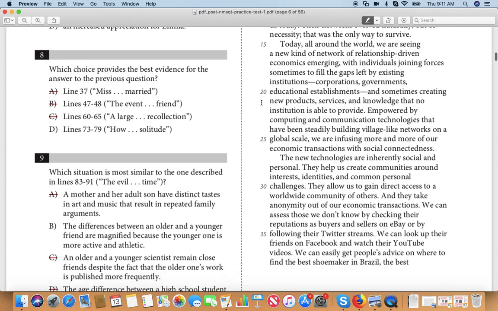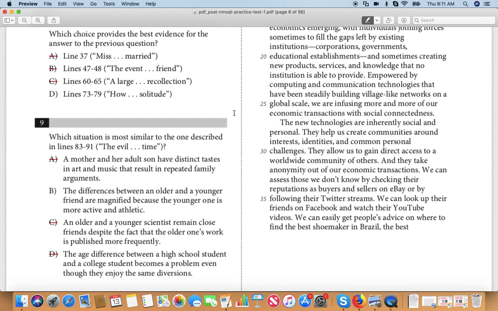Okay. Let's take it from line 27, the new technologies are inherently social and personal. They help us create communities around interests, identities, and common personal challenges. They allow us to gain direct access to a worldwide community of others. And they take anonymity out of our economic transactions.